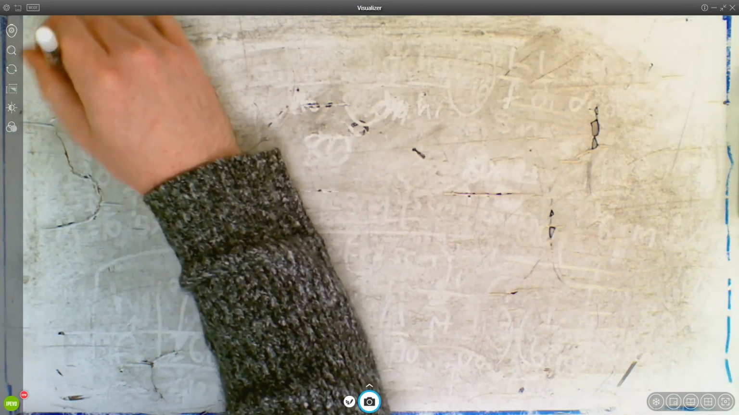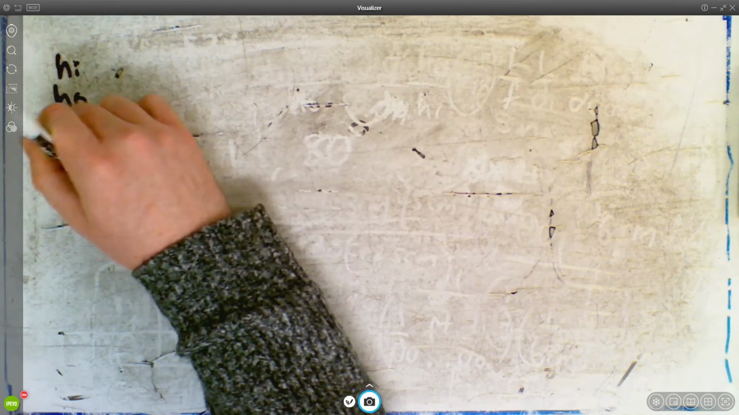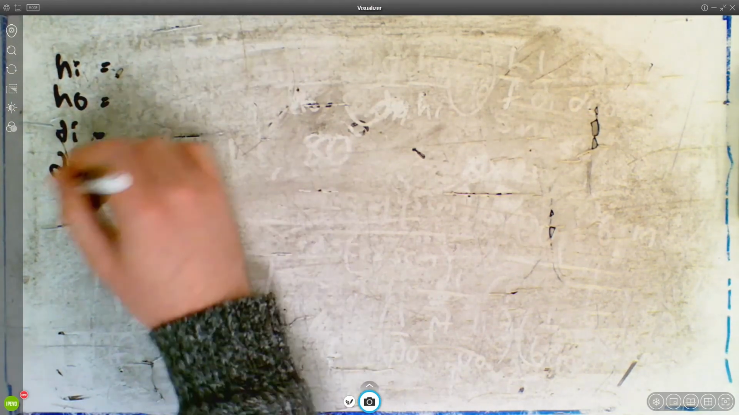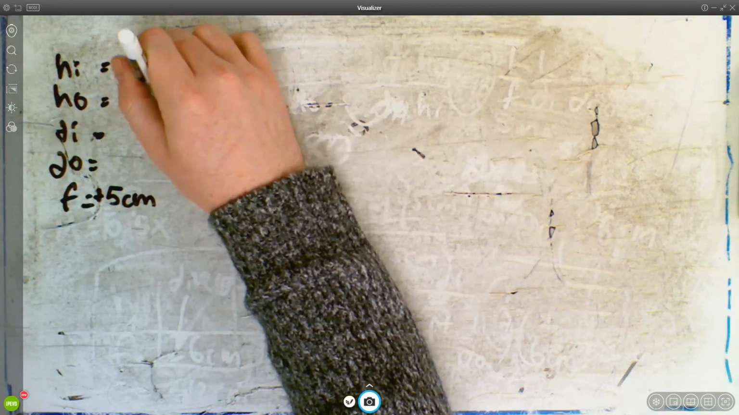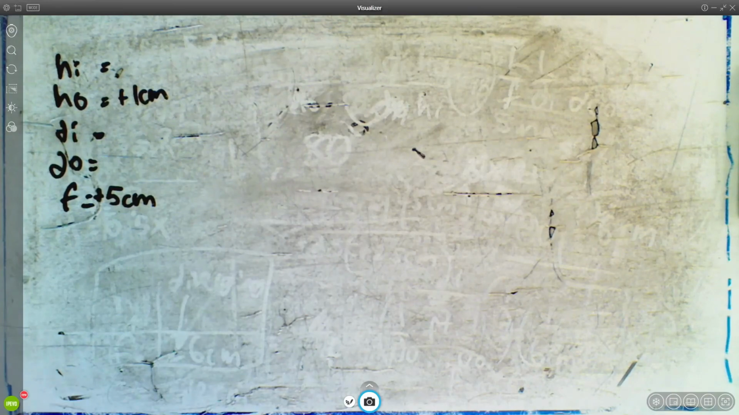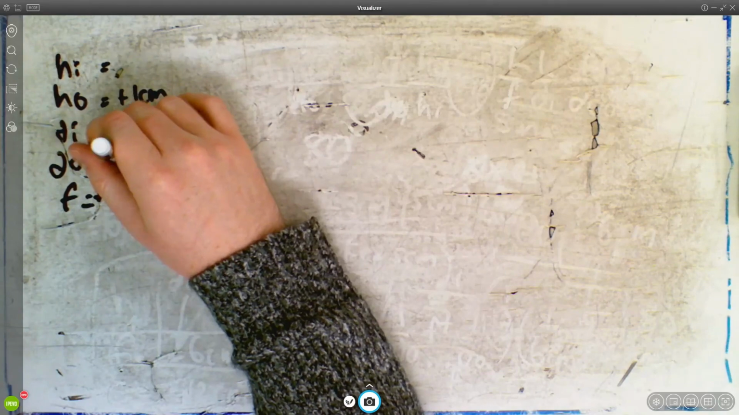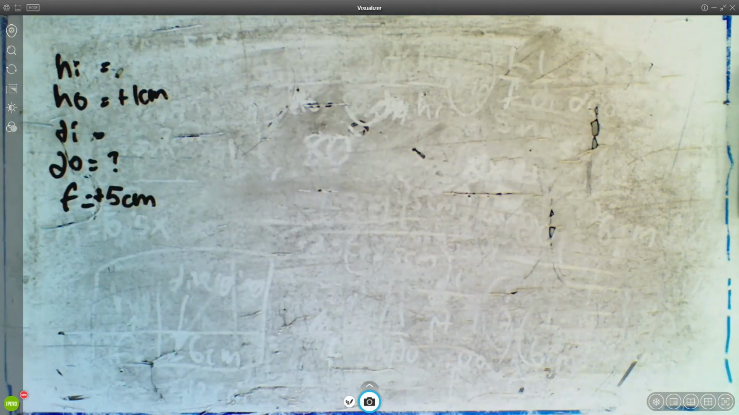So again, we have hi, ho, die, dou, and our focal length. It says a converging mirror has a center of curvature of 10 centimeters. So my focal length is 5 centimeters. It's converging, so that's positive. Where should I place a 1 centimeter object? So the height of my object is 1 centimeter. Distance to the object, we don't know. That's what we're trying to find. And then we have a virtual image that's 10 times magnification.